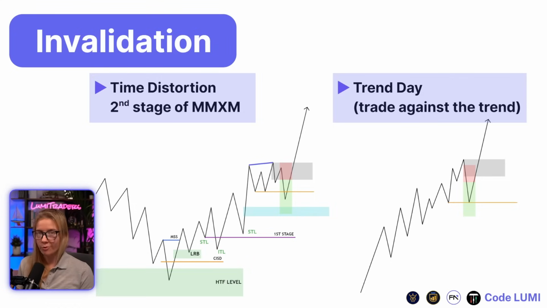So even if we got SMT, even if we got a break of structure to the downside, but we did not hit any high time level, yes, it offered a 2-minute order block. Yes, you see this as an A plus setup, but it's time distortion, clearly the second stage of the market maker buy model or sell model. Don't enter this trade. It's not going to work at all. It's never going to work.